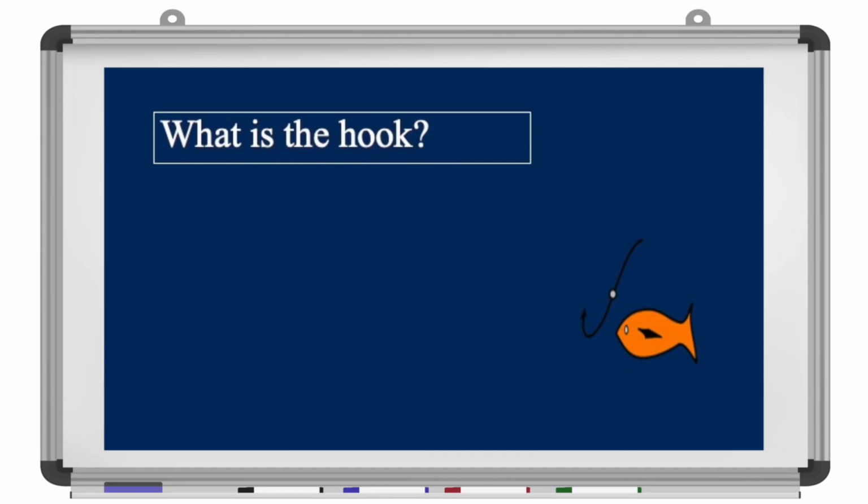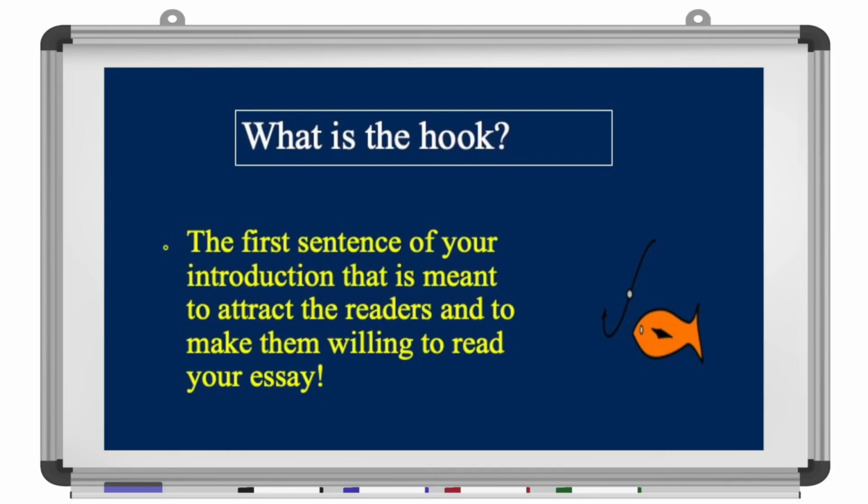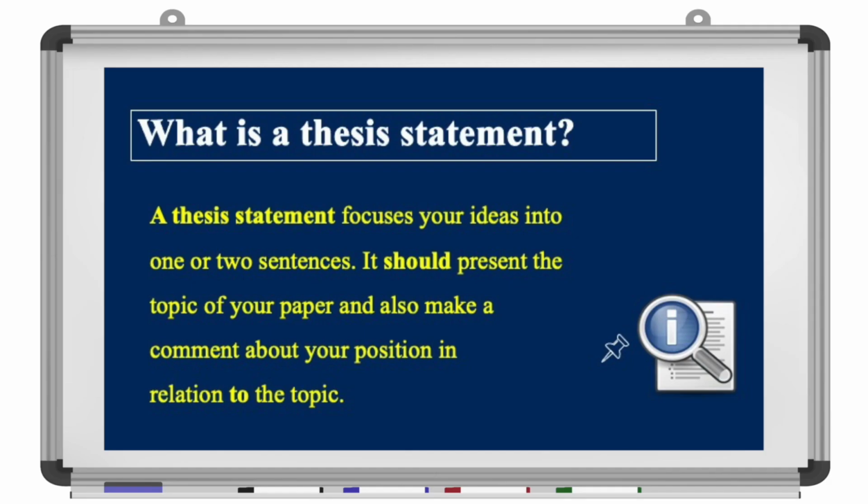What do I mean by a hook? We all know that the hook is the tool used to catch fish in the sea. But the hook in writing means the sentence you use to grab the attention of the reader and make them willing to read more. This is what hook means. What about the thesis statement? A thesis statement is basically stating your opinion on that topic, and then you follow your statement with the main ideas you're going to discuss throughout this essay.